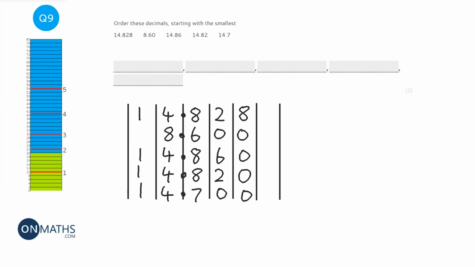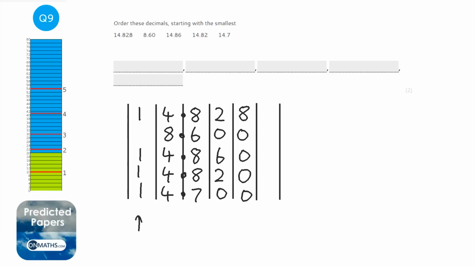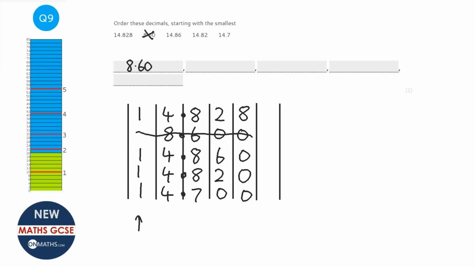Well, the smallest one's leaping out, because if I just look at this column, there's only one number that has a 0 there, all the rest of them have 1. So the 8.60, and I have to put the 0 because that's how it's said in the question, is definitely the smallest. So we can cross that out. That's definitely the smallest. All the other ones are tied. They're all 1 in that column. So we move over to the next column to the right. So 4, 4, 4, 4, they're all tied. So I keep moving along.